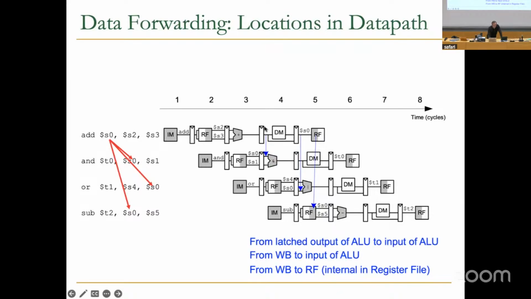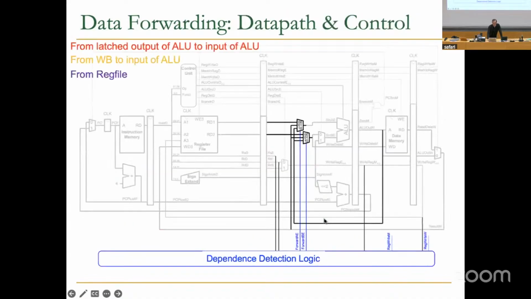There is one forwarding path from the output register of the ALU stage to the input of the ALU, another forwarding path from the output register of the memory stage to the input of the ALU, and then there's an internal forwarding path that we kind of assumed by a smart register file design. Whenever you write to the register file in the first half of the cycle, another instruction that needs the value can get it in the second half of the cycle, right? But you could have added multiplexers to accomplish that as well. So these are the three forwarding paths in our simple pipeline. Now let's take a look at how we implement it.